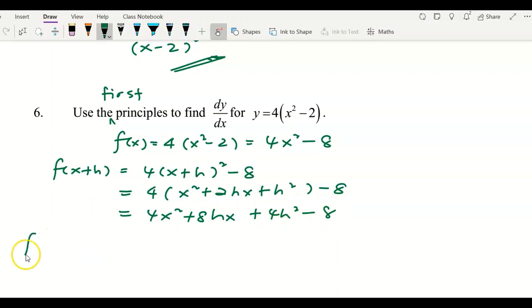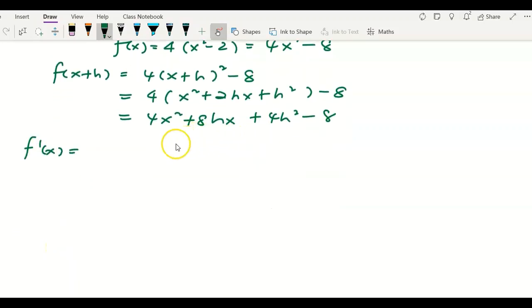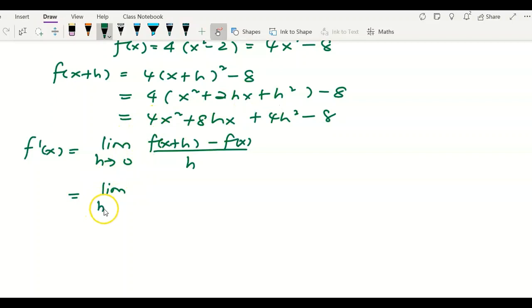And then we want to find the first derivative. We need to use the formula of the first principle. This is the formula of the first principle: f(x plus h) minus f(x), over h. This is a limit when h approaches 0. So substitute the f(x plus h) inside. You need to copy down the limit because now you are actually processing the limit.